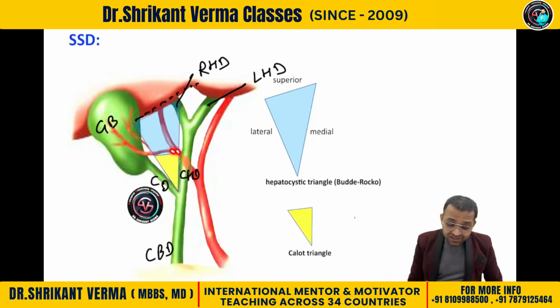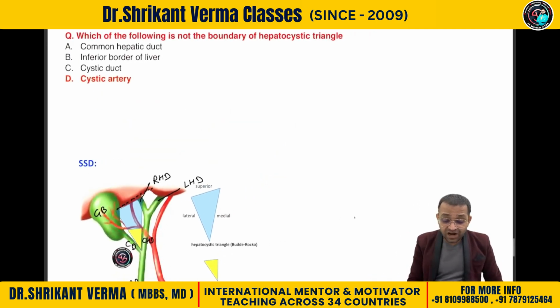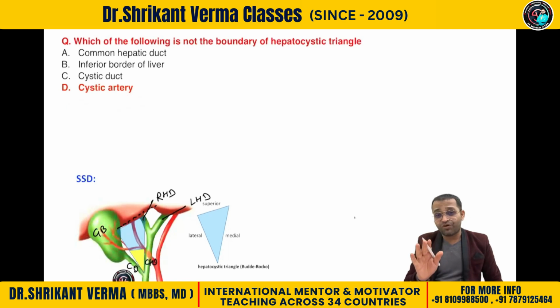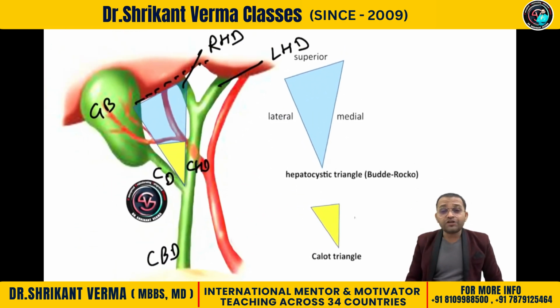So the cystic artery is the content, but the cystic artery is not participating in the boundary. Yes, according to Gray's Anatomy and the surgery books, Calot's triangle is different. Can you see? This is our Calot's triangle. What are the boundaries of Calot's triangle?